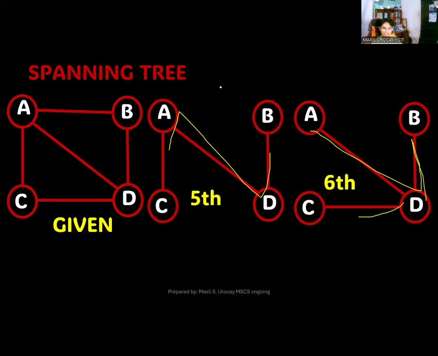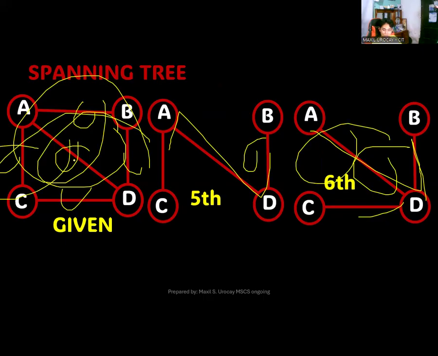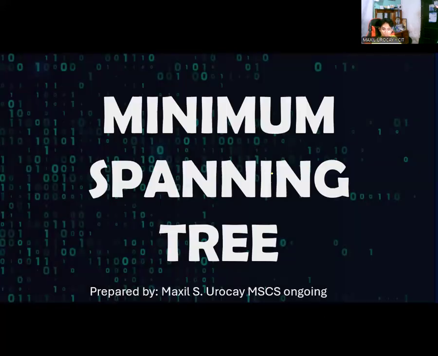So of course, class, in your spanning tree, how many vertices do you have here? How many edges do you have currently? 3, 4, 5. And you actually created 6 spanning trees in that certain graph. So there are a lot of spanning trees that can be formed. As you can see right here, there are a lot of possibilities that you can do. So let's move on with the minimum spanning tree.